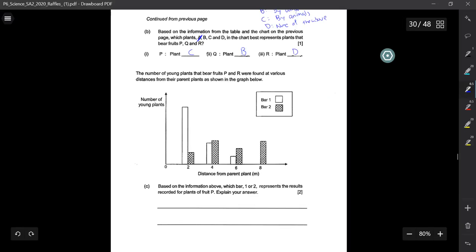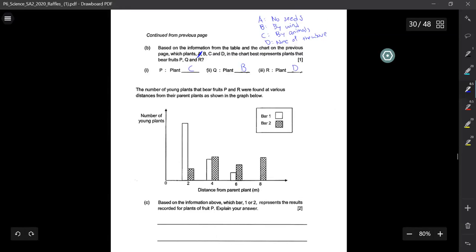And then the number of young plants that bear fruits P and R were found at various distances from their parent plants as shown in the graph below. Based on the information above, which bar, 1 or 2, represents the result recorded for fruit P? Explain your answer.